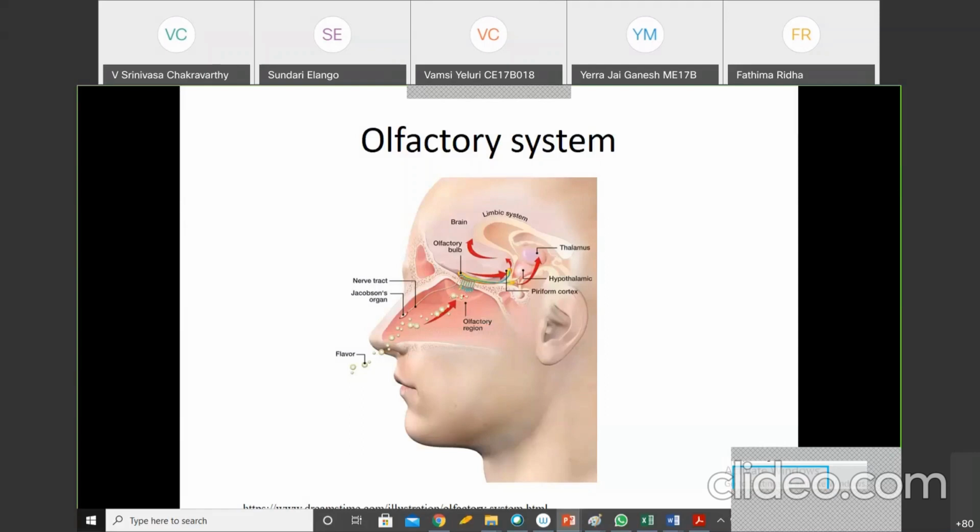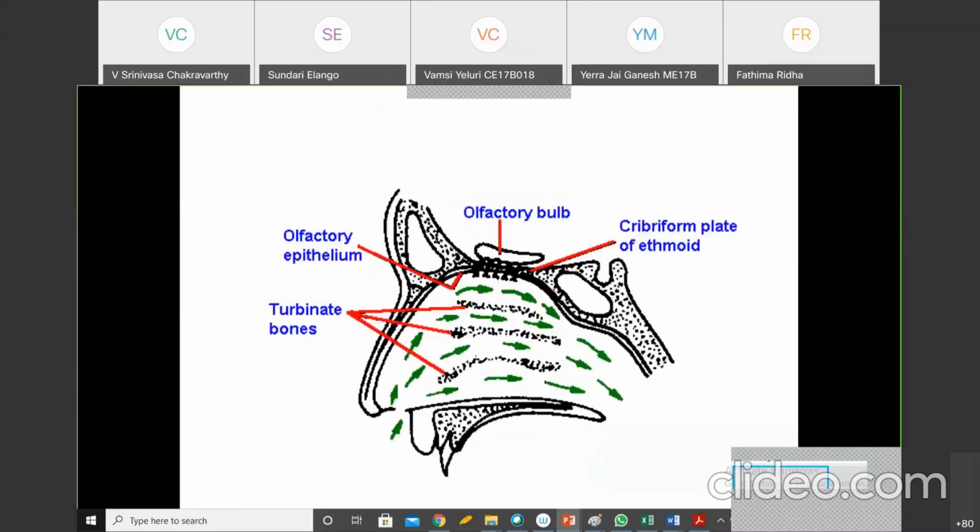Depending upon the chemicals present in the odor, they are converted into electrical signals, which are now processed by a small structure called the olfactory bulb, which is located right here at the roof of the nose. The olfactory bulb converts it into neural signals, and then the neural signals are sent to other parts of the brain called the piriform cortex and hypothalamus, and so on. This is just a simple schematic of the olfactory bulb. This is the nasal cavity, and the olfactory epithelium, where the receptors convert the smell chemicals into electrical signals.